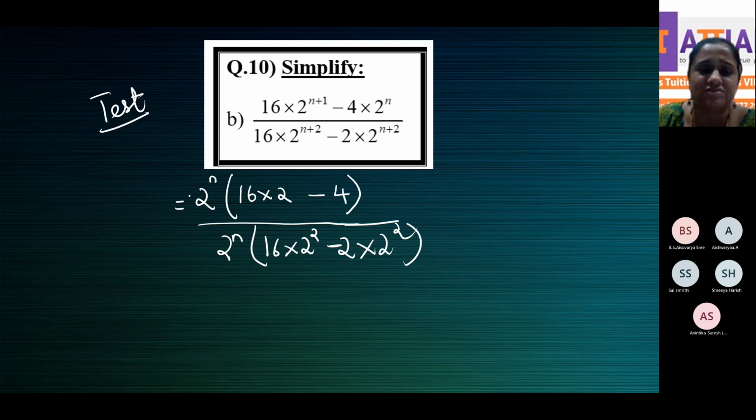You're right, Saraswati. Just tell me how do you get 16 into 2 here? Ma'am, the question is 16 into 2 power n plus 1 minus 4 into 2 power n. Okay. So we are just putting it into bracket, and we'll do the sum. Now how do you get 2 into 2 square and all that here? Ma'am, this is correct, but how, I'm asking?